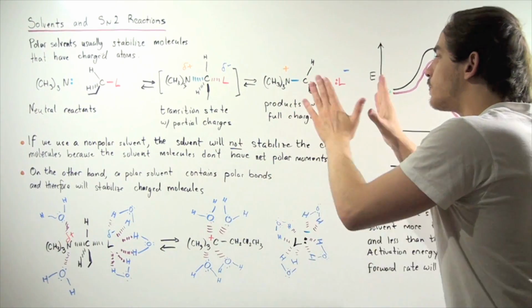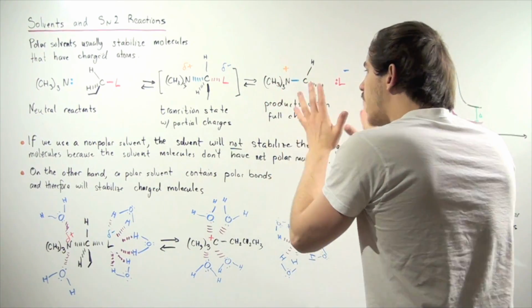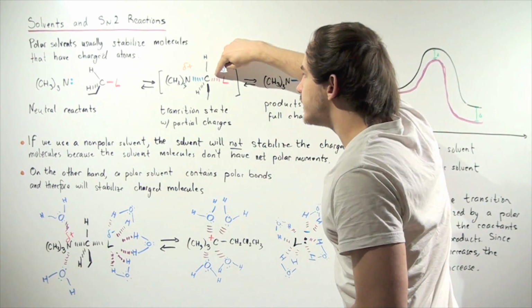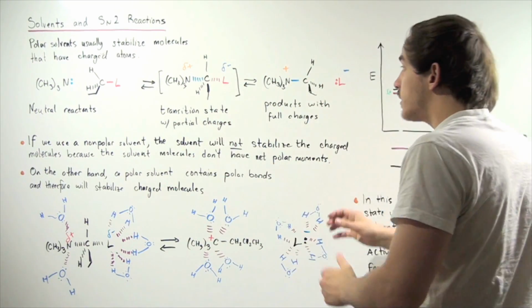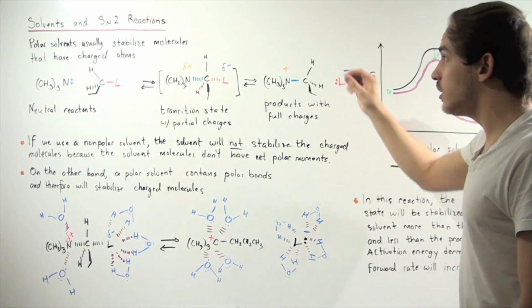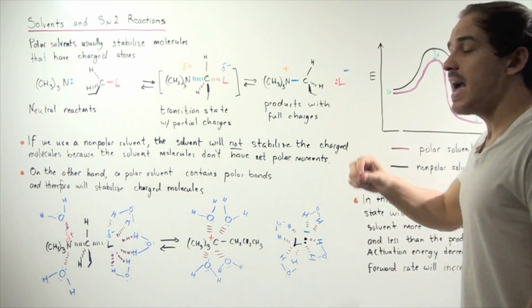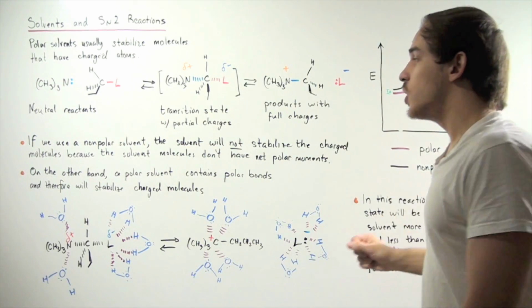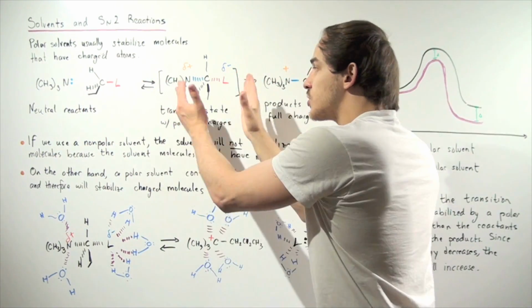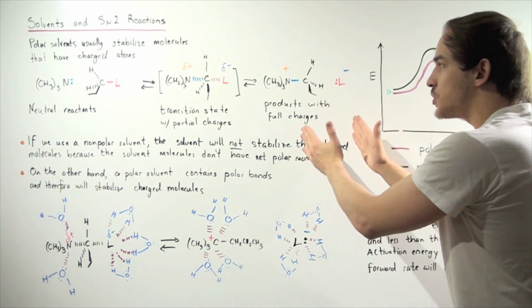Now let's examine our products. So when our products are formed, this bond has completely broken, this bond has completely formed, so now we have a full positive charge on the N and a full negative charge on this leaving group. So neutral species, partial charges, and full charges.